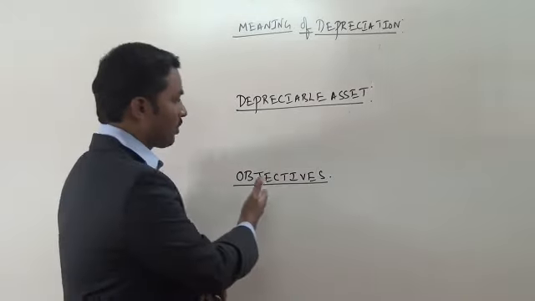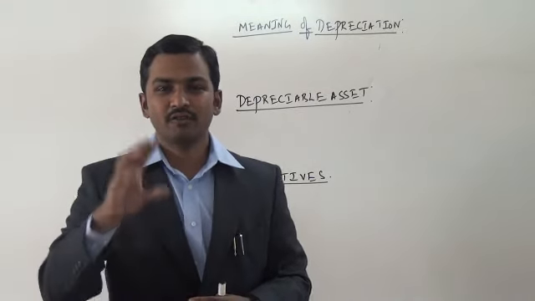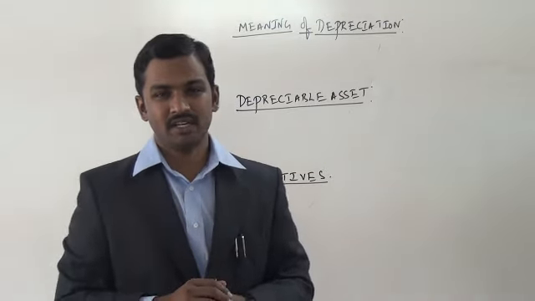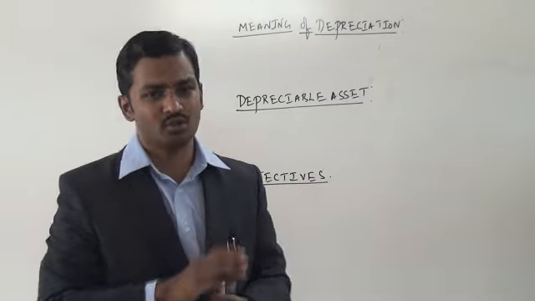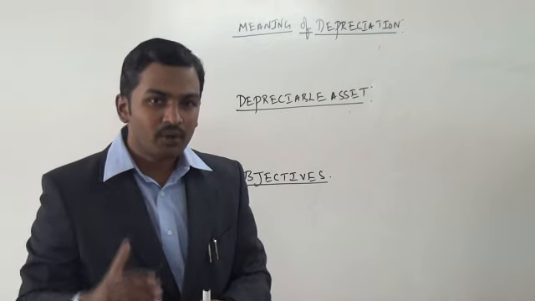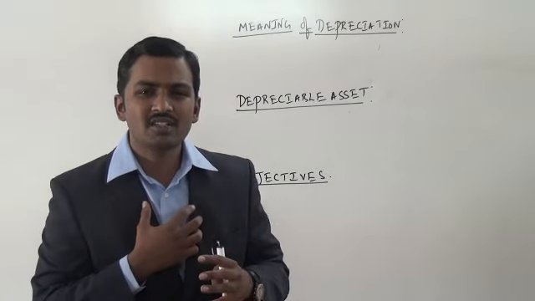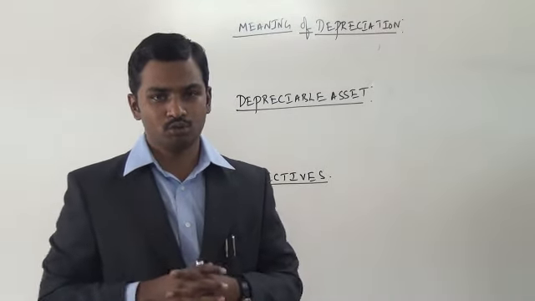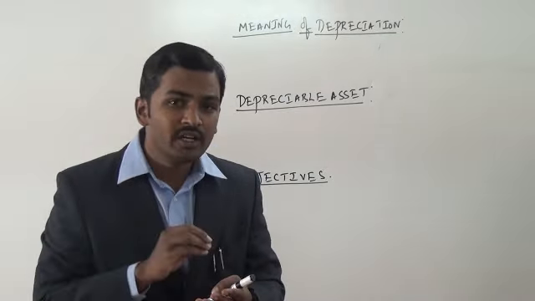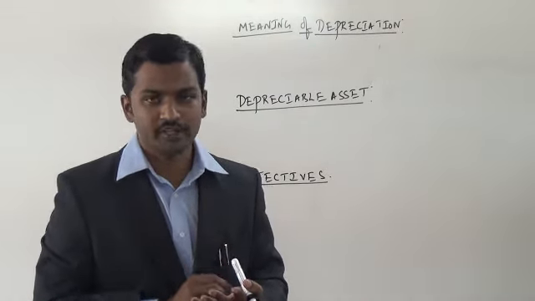Now, the objectives of providing depreciation. You can say there are three simple objectives. The first objective is the falling value of the asset has to be treated as a part of cost of production. It has to be treated as a part of cost of goods sold, a part of cost of sales. So when you are trying to calculate the true cost of production, you want to know what is the cost for the company for producing the goods which you have sold. You have to include the loss in value of the asset also as a part of your cost of production.